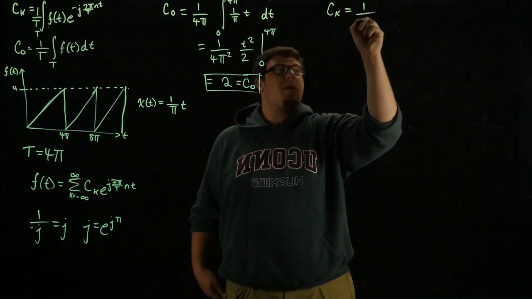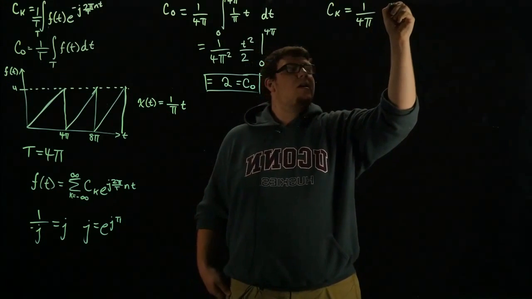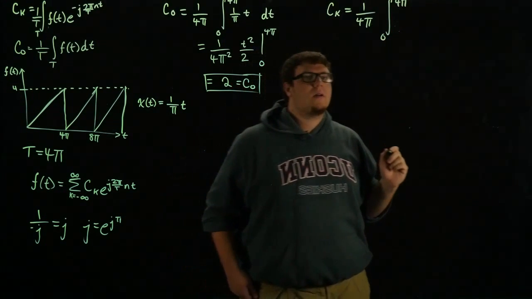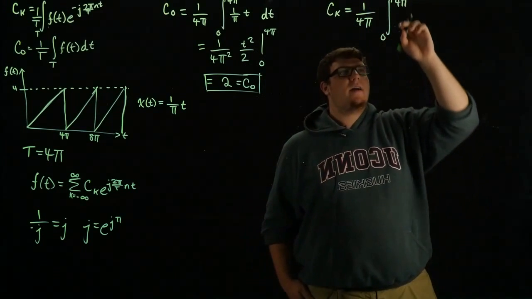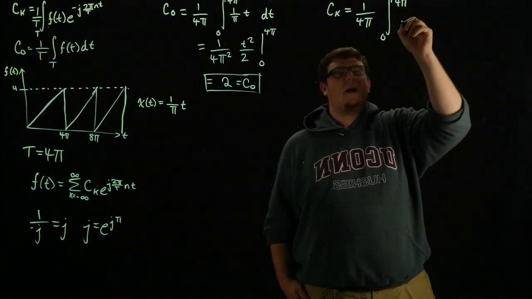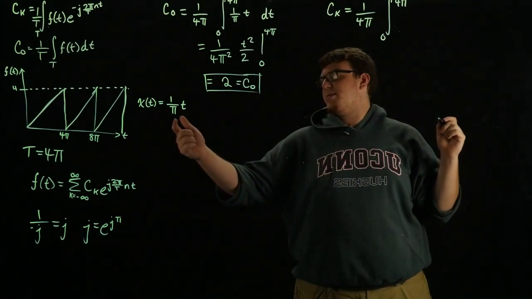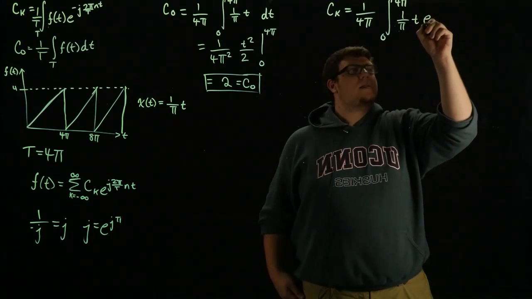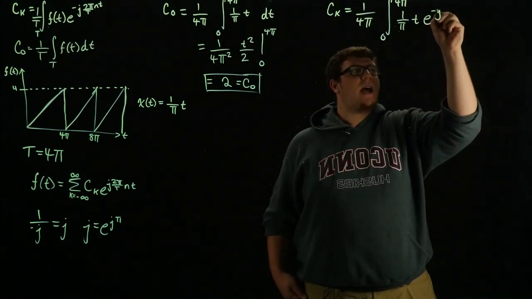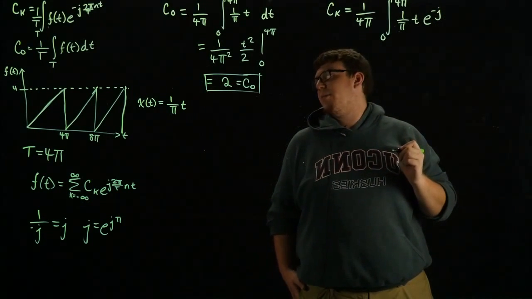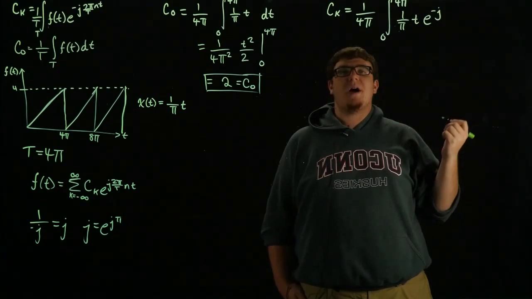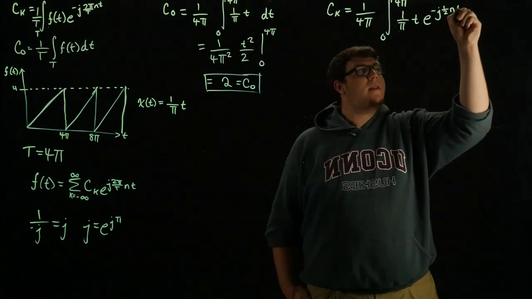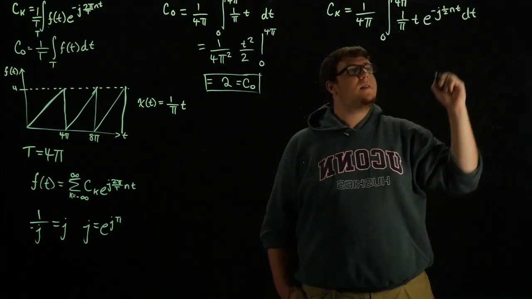equals 1 over the period again, which is 4 pi, times the integral over the period from 0 to 4 pi. Sorry, my integral's a little off the screen there. This is a 4 pi. Of the function, which we said over one period is just 1 over pi t, times e to the negative j 2 pi over your period, but 2 pi over your period in this case is 2 pi over 4 pi, or 1/2. So 1/2 n t dt.